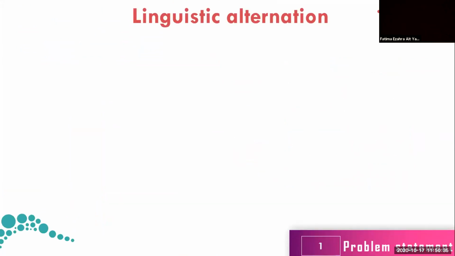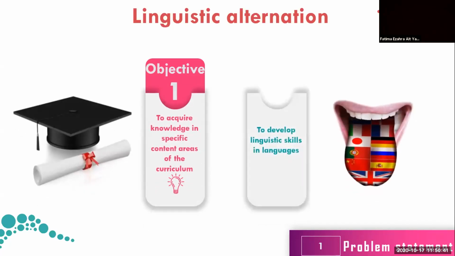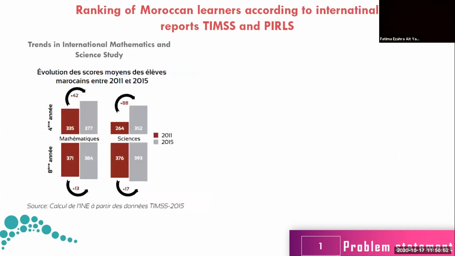The 2 main objectives of the linguistic alternation are to acquire knowledge in specific content, especially scientific and technical ones, and also to develop linguistic skills in a language. So this is great, but there are some problems with the Moroccan learners' skills related to language and scientific subjects.